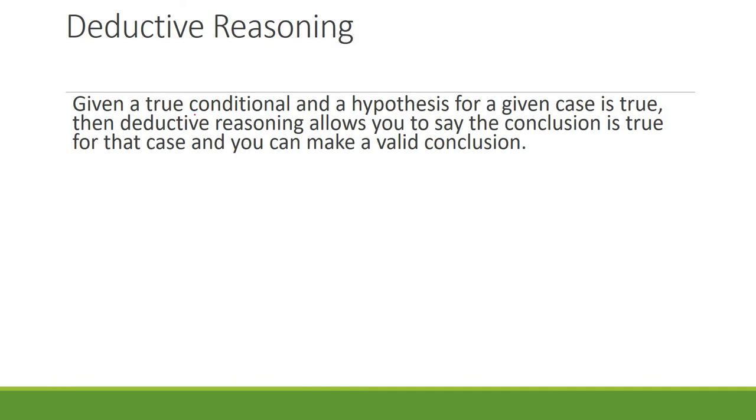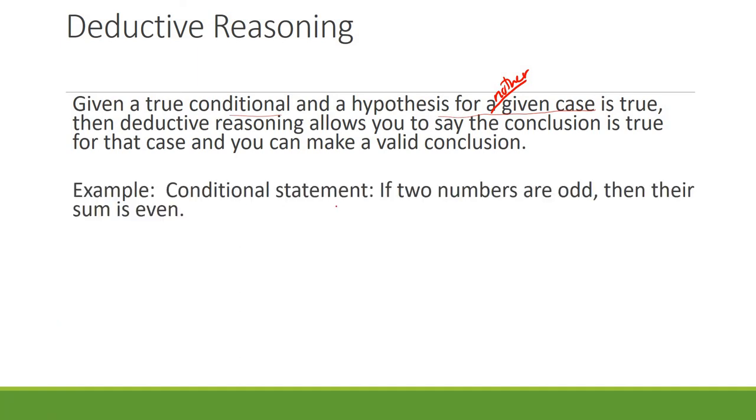So given a true conditional and a hypothesis for another given case, I'm going to put for another, okay, given case is true. And you'll see what that means in a minute. Then deductive reasoning allows you to say that the conclusion is also true for that case, and you can make a valid conclusion. So let's find, first of all, a true conditional.